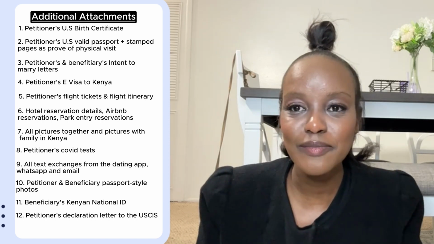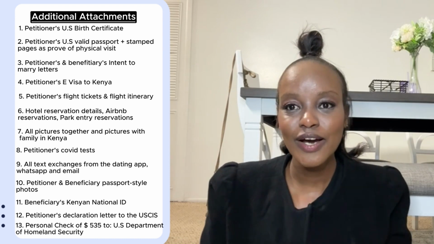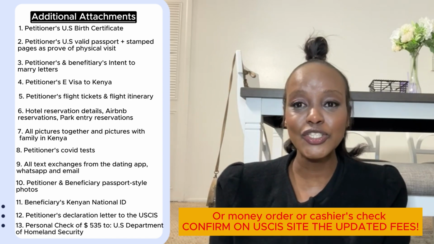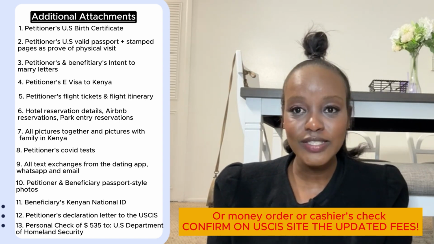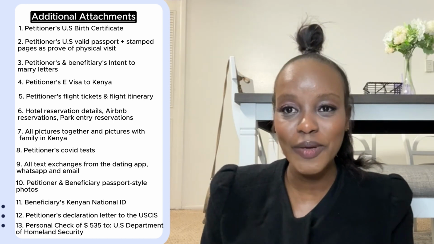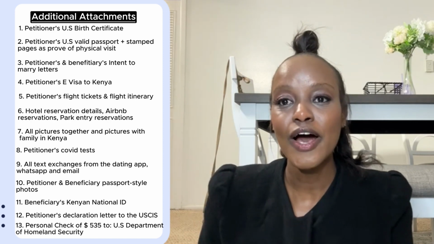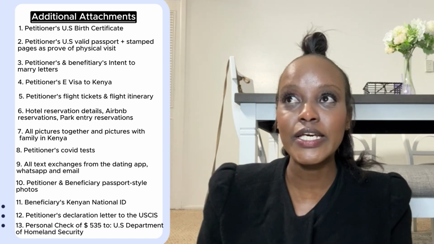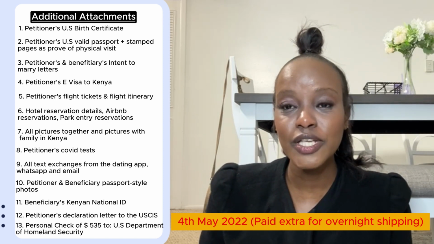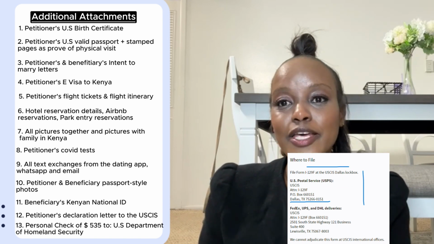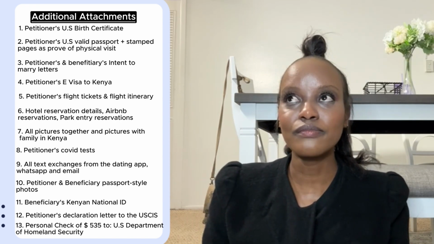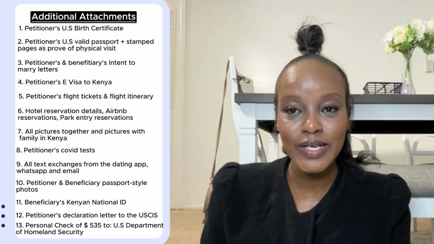The next important item was writing a check of $535 US. So here my fiancé wrote a check of $535. The next step was mailing all these documents to the USCIS. My fiancé mailed it on the 4th of May 2022 using the US Postal Service. He paid extra money for overnight shipping, and it was received by the USCIS the following day.